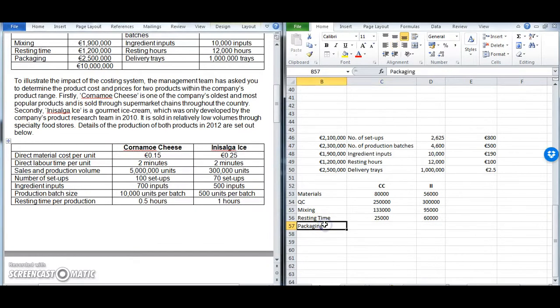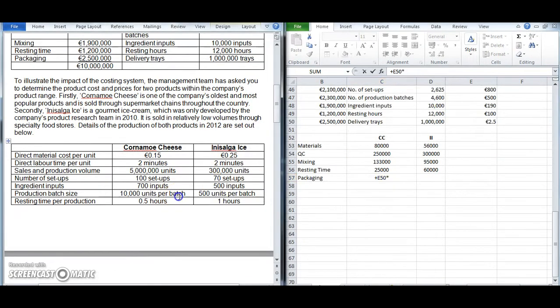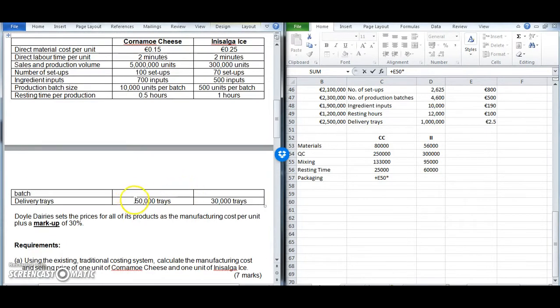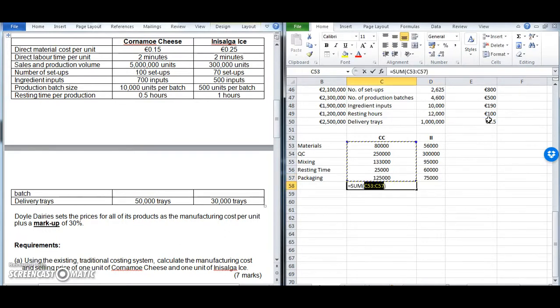So what we finally want to look at then is packaging, and this is based on €2.50 per tray, because that's what we know the cost driver is for this cost pool, times, and you're told the number of packaging down here. Delivery trays, 50,000 trays for cheese, and then €2.50 times 30,000 for ice. So that's essentially your overhead allocated. So you now add that up, 613,000 for cheese and 586,000 for the ice product.